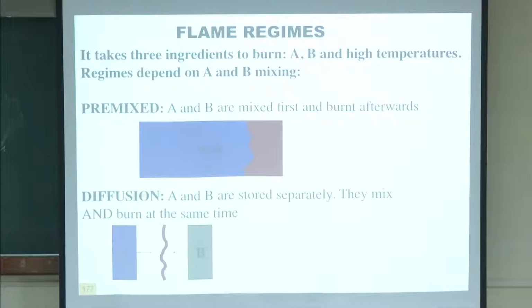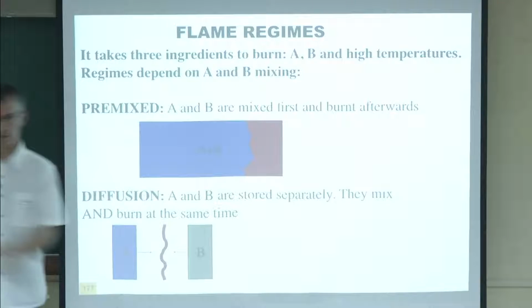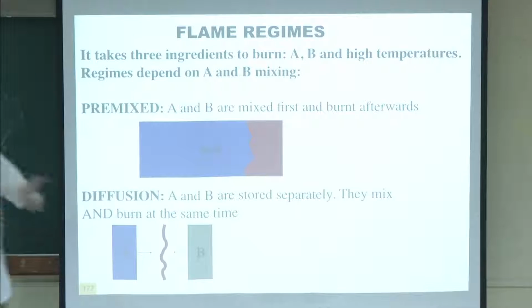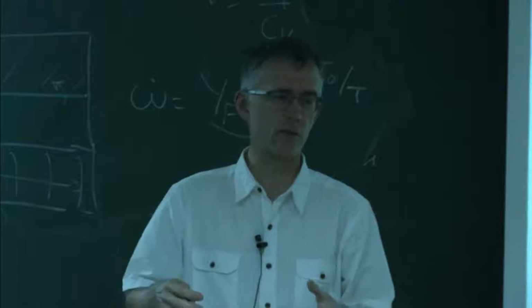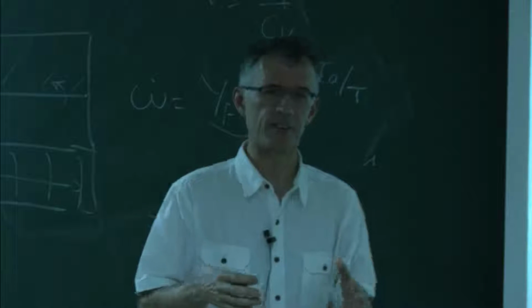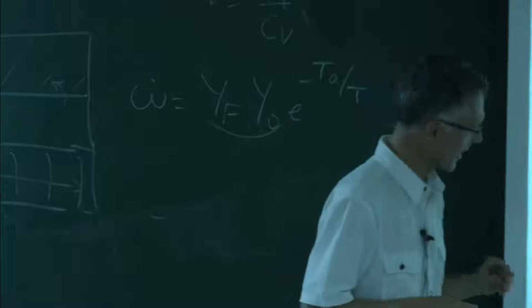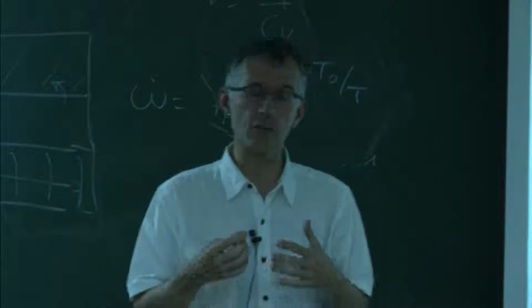What you want to do is to store things separately, fuel on one side, oxidizer on the other. If you look at the rocket engine, for example, you have an H2 tank somewhere and an O2 tank somewhere. You could say, well, why don't you mix them? That will save space. Well, yeah, but it's a dangerous idea. So this is why we have a second class of flames, which we call the diffusion flames.